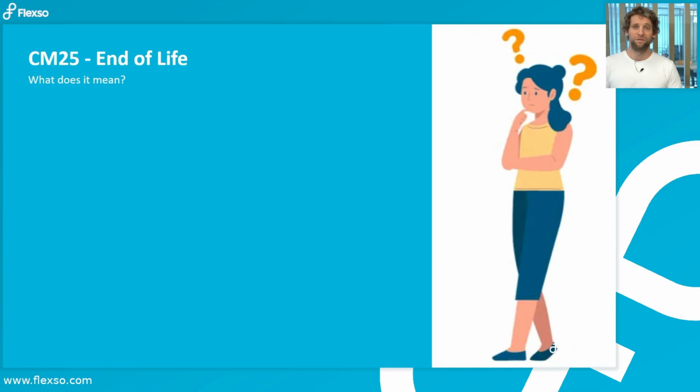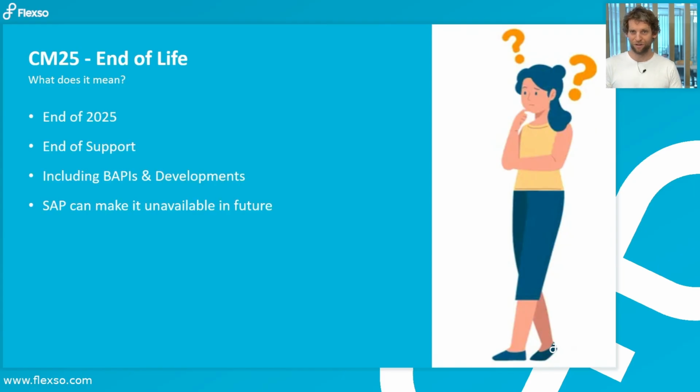Now, as we already mentioned, it's end of life. What does it mean? Nicola already mentioned it, but I want to make sure that you really understand it if you are concerned about it. End of 2025, it's end of life. It really means that the support is ending. In your current version, it's not that the transaction or all the other ones linked to it will stop working. It's just that if you have an issue, then it's at your own risk.